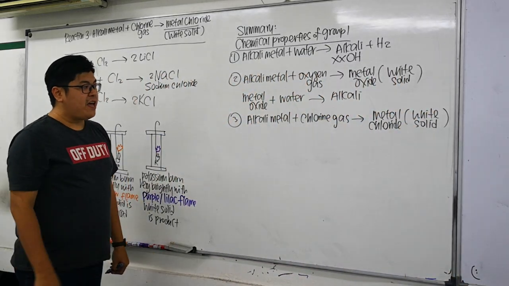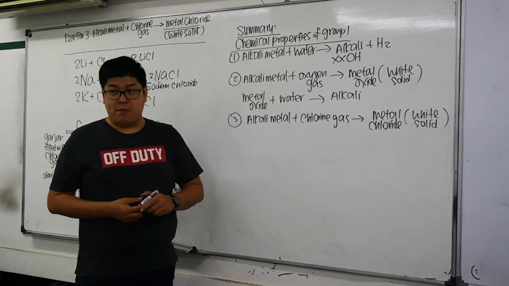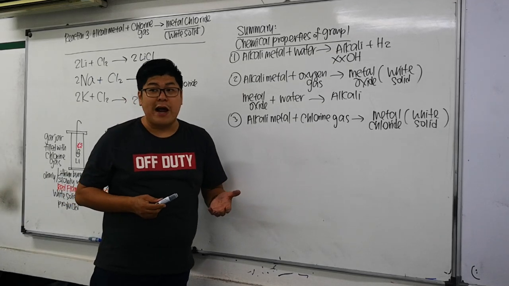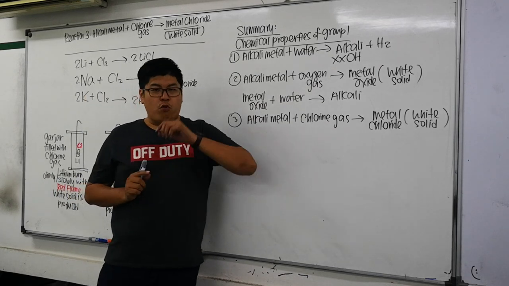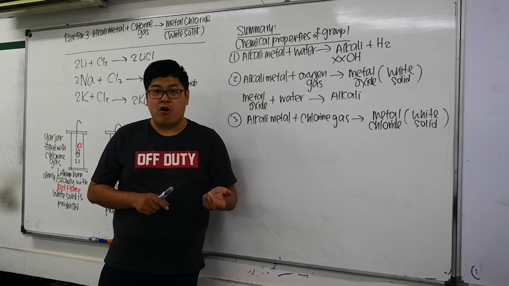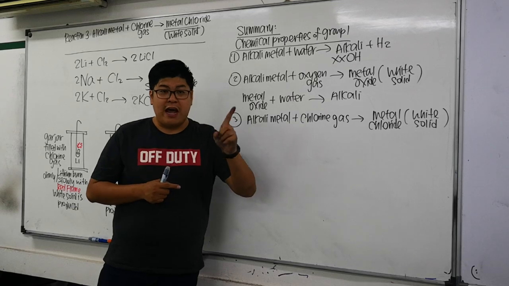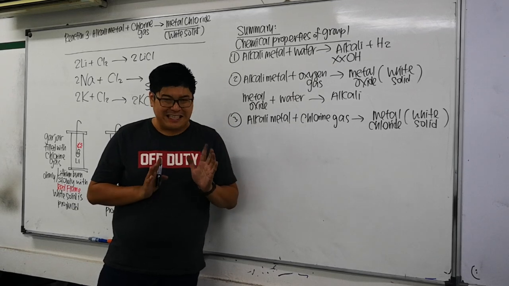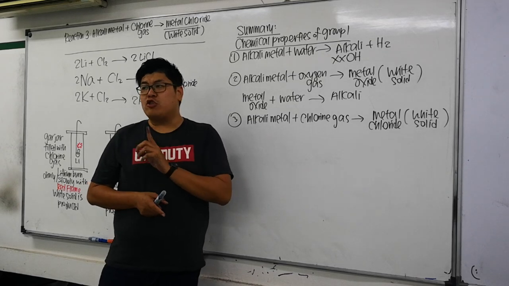And last thing to close up with everything here, guys. Group one is super duper reactive, right? Very reactive. Why? Group one has one outer electron. Throwing away one electron is very easy. Group 1 has one valence electron. If they want to react, they just need to throw one electron away, and throwing one electron away is quite easy to do. So group 1 is super reactive.